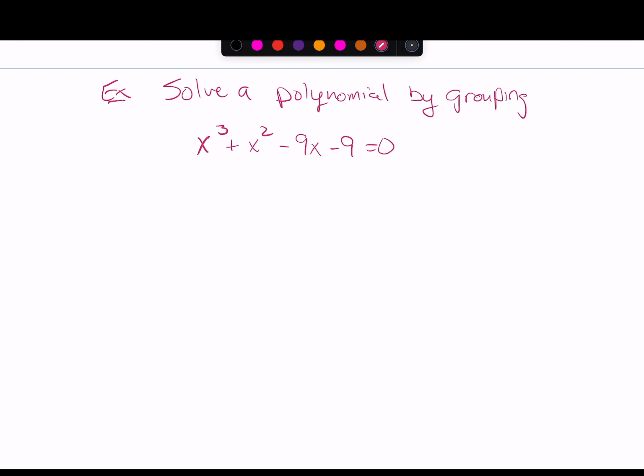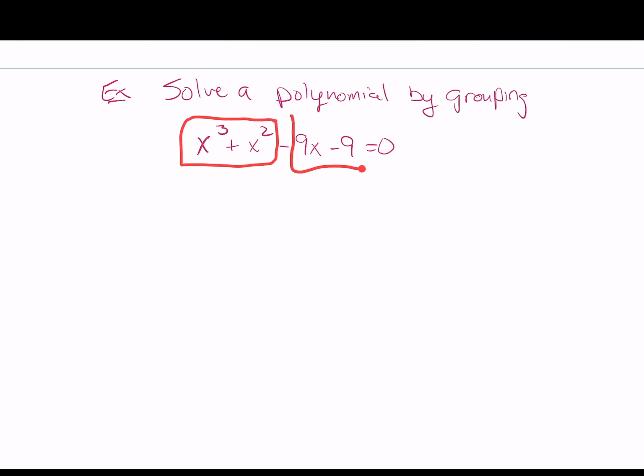Let's now solve this polynomial by grouping. So we're factoring, and we're going to try and group and then factor again. So we have x cubed plus x squared minus 9x minus 9 is equal to 0. Well, it looks like we can deal with 2 separate groups. We have a greatest common factor in this group, and then we have a greatest common factor in this group. So maybe we can factor and get something that will be helpful for us.